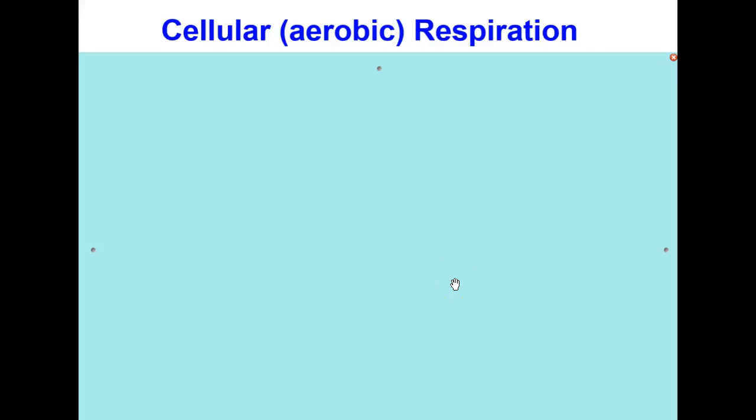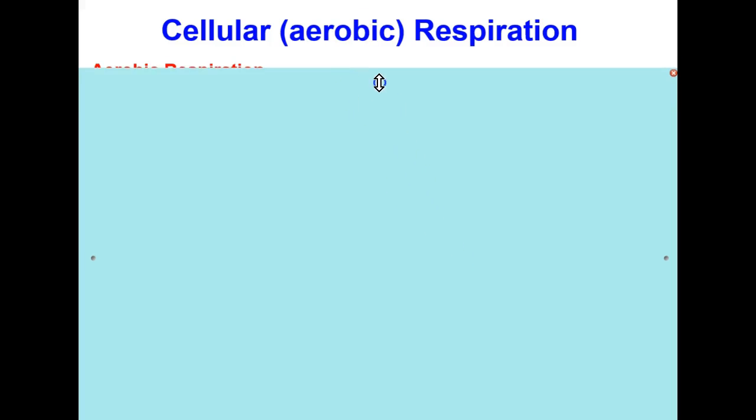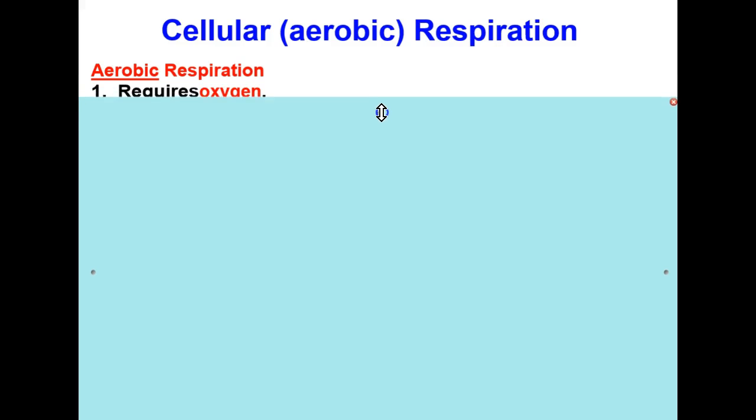Welcome to the video lesson on cellular aerobic respiration and anaerobic respiration, also known as fermentation. Let's start with cellular aerobic respiration. This is called aerobic respiration because it requires oxygen. That's the key. This type of respiration requires oxygen.